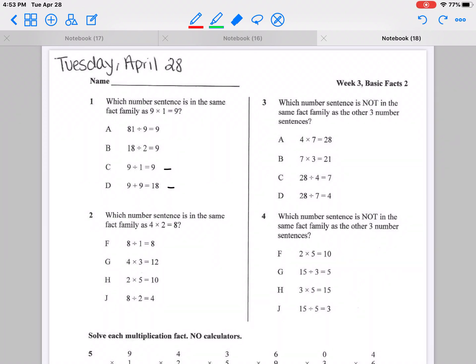Let's continue working with our math. Week 3 basic facts 2. Before we continue, these 4 questions will ask you about number sentences that represent fact families.